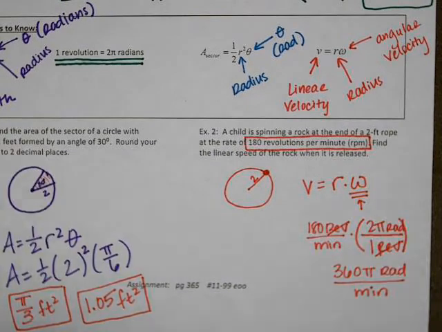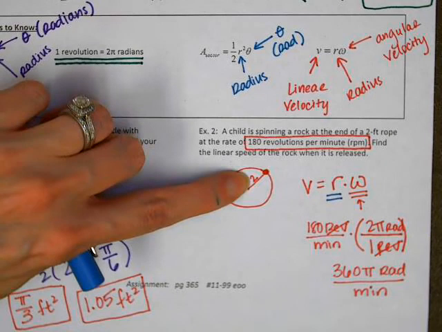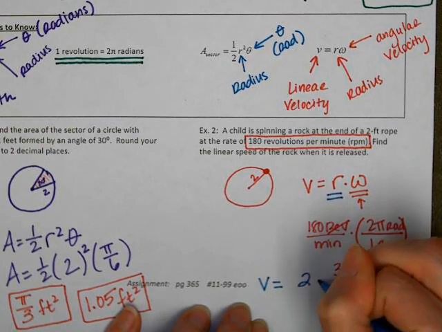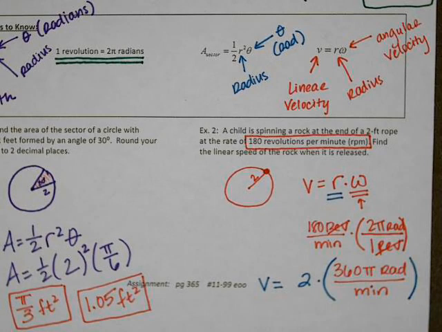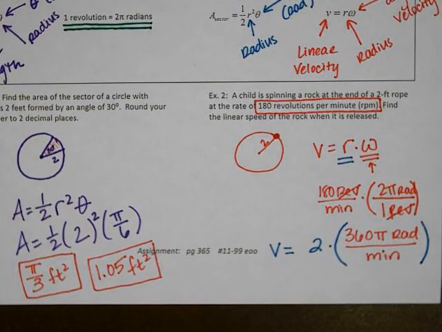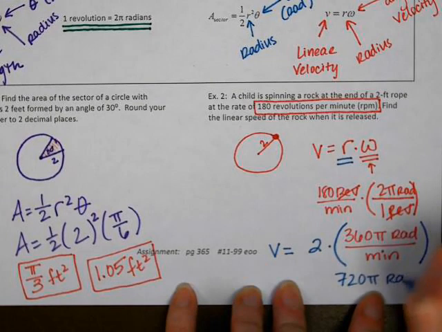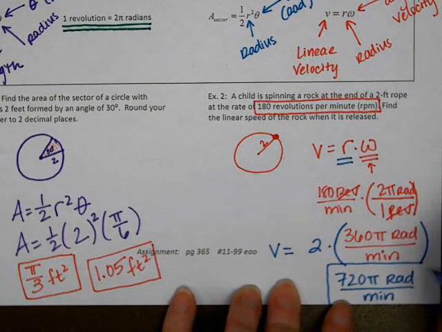And then what are we going to plug in for the radius? That's 2. So now the linear speed is going to be 2 times this angular velocity. So final answer, let's just leave it in exact form. 2 times 360 would be 720 pi radians per minute. That would be your final answer.